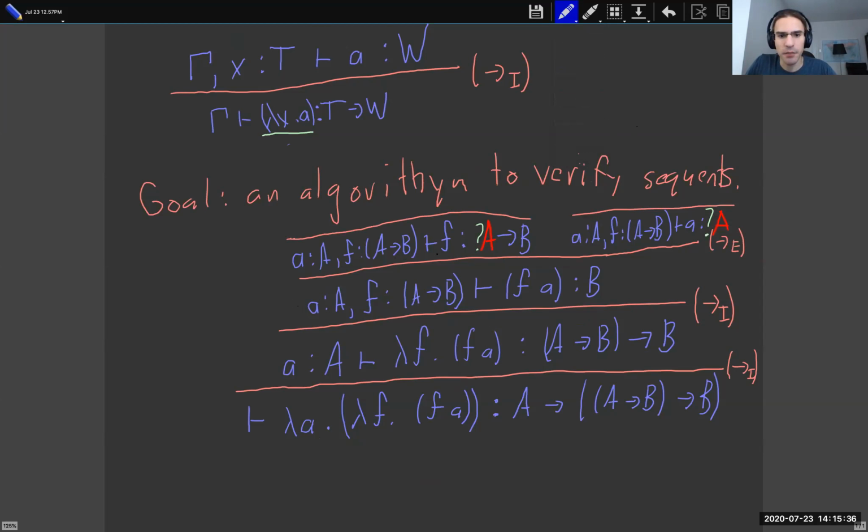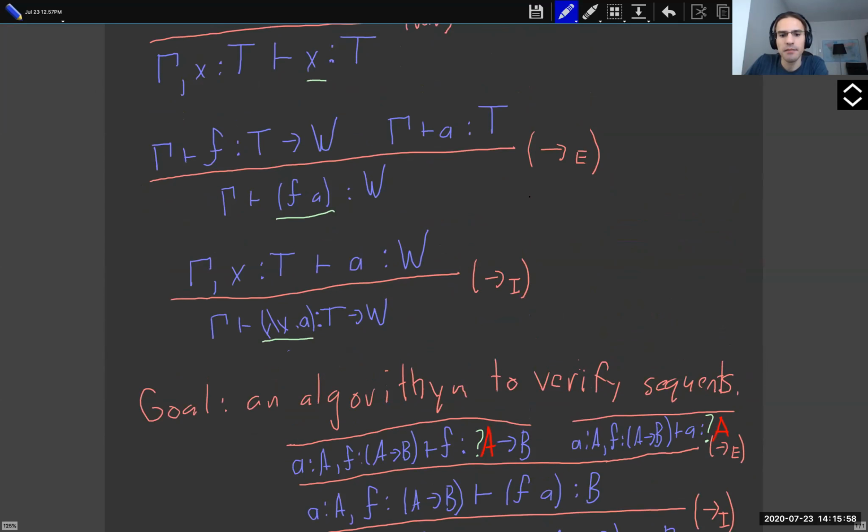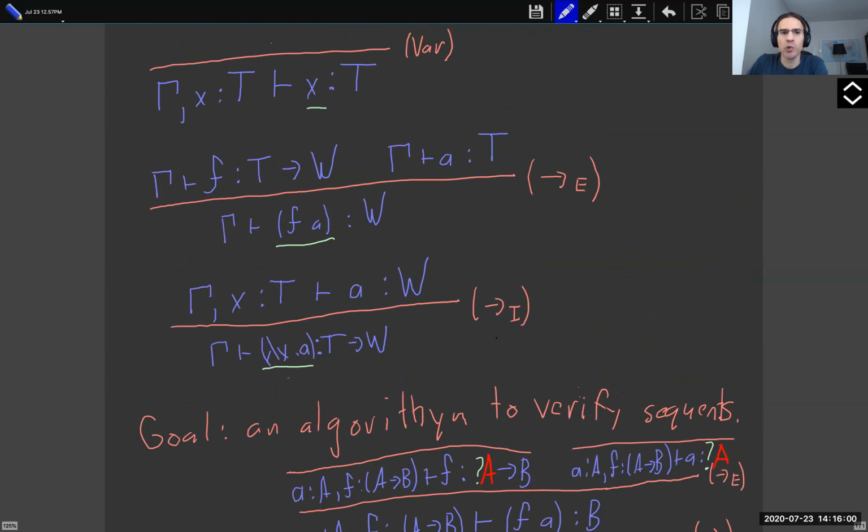Now, looking at the first premise, what lambda calculus variant is F? A variable? Exactly. And looking at the variable rule, is this justified? Is the specific rule instance justified from the variable rule? Yes. Why? Because it's in the context. Exactly.